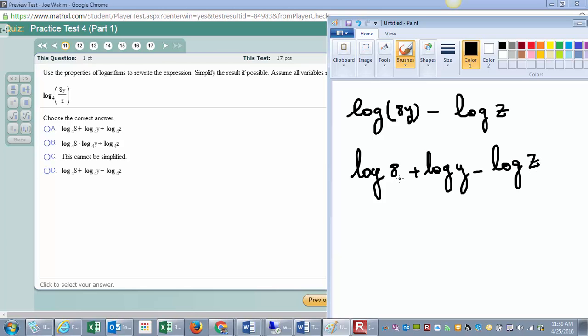Now this is 2 cubed. Do they change it to 2 cubed? They don't. They keep it as log of 8. And of course this is base 4. This is base 4. That's the final answer. So which one matches this one? Log of 8 base 4 plus log of y base 4 minus log of z. So that's D.